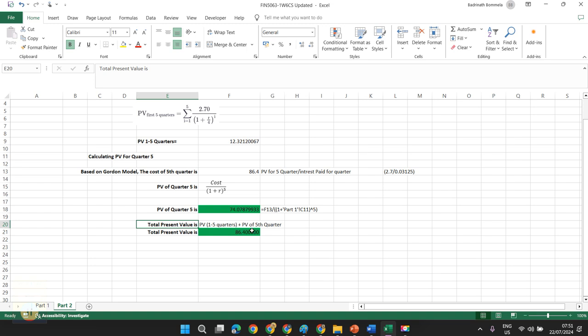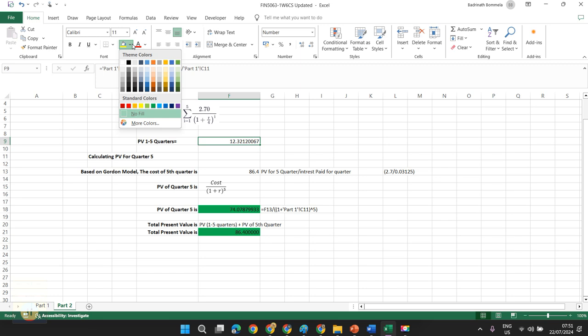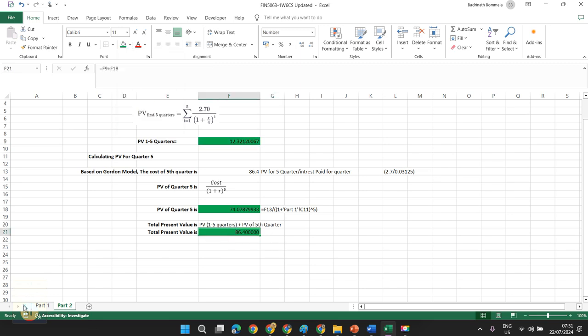So to calculate the total present value for the scenario, we take the 1 to 5 quarters and the fifth quarter. When we add up these two values, we get the total present value for the scenario. So for this scenario, the total present value is 86.